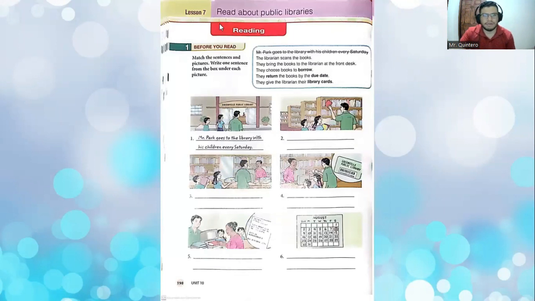Lesson 7, read about public libraries. Reading, before you read, match the sentences and the pictures. Write one sentence from the box under each picture. For example, Mr. Park goes to the library with his children every Saturday. What's the number 2?